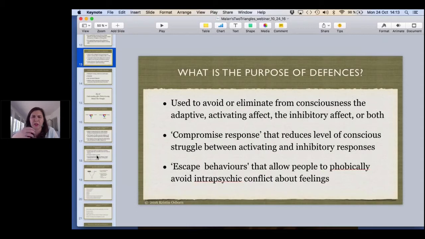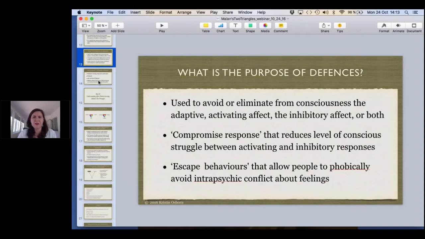Because if we can be compassionate about our defenses, if we can on some level love our defenses, then it's going to be a lot easier to let them go in order to connect with adaptive affect. And so people use defenses to avoid or eliminate from consciousness the adaptive activating affect. And they'll also reduce any conscious struggle that's happening inside of them between the activating affect and the inhibitory responses.